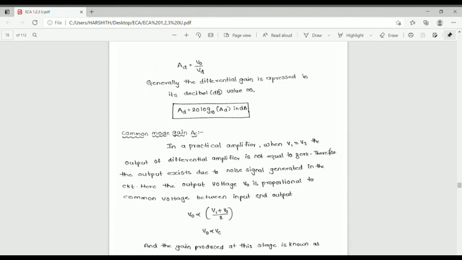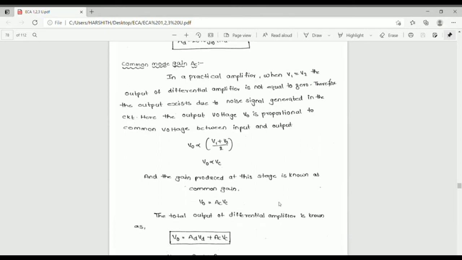Here the output voltage V0 is proportional to the common voltage between the inputs. So V0 is directly proportional to V1 plus V2 by 2, the average. So V0 is directly proportional to Vc, and the gain produced at this stage is known as the common mode gain. So V0 equal to common gain AC into Vc. So the total output of the differential amplifier is V0 equal to AD Vd plus AC Vc.